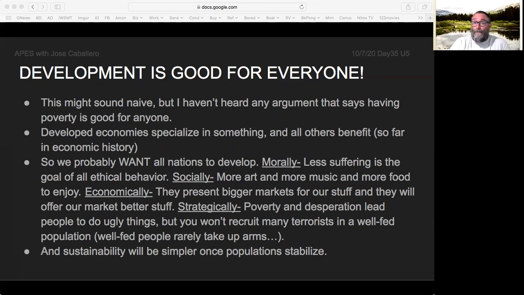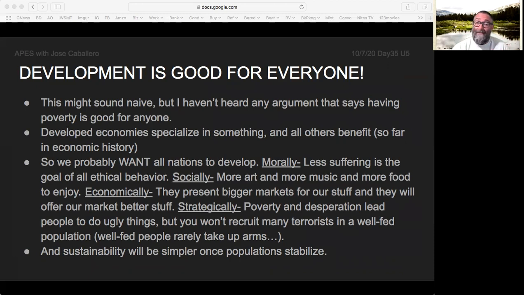Economically, this is good because those are more people to buy your American things, and those are more companies to sell you interesting things. And strategically, this is smart too, because rich men don't fight no wars. If you want to recruit new terrorists, you don't go to Wall Street. If you want to recruit terrorists, you go where everybody's frustrated and hungry. We'll talk about the youth bulge later. And sustainability is simpler when population is stable.